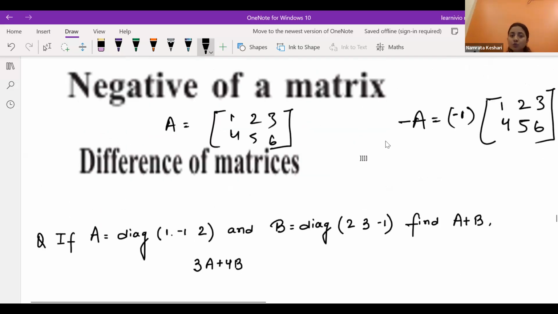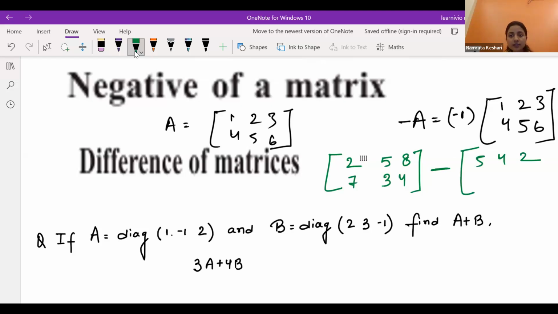Okay, now difference of matrices. So whenever we are having two matrices, for example, suppose 2, 5, 8, 7, 3, 4. If we have to find the difference with another matrix 5, 4, 2, 8, 9, 7, again just like the addition, in difference also the order of both the matrix needs to be same. So the first one is 2 by 3 matrix, second one is also 2 by 3 matrix, then only we are proceeding with the operation, that is difference between these two matrix.